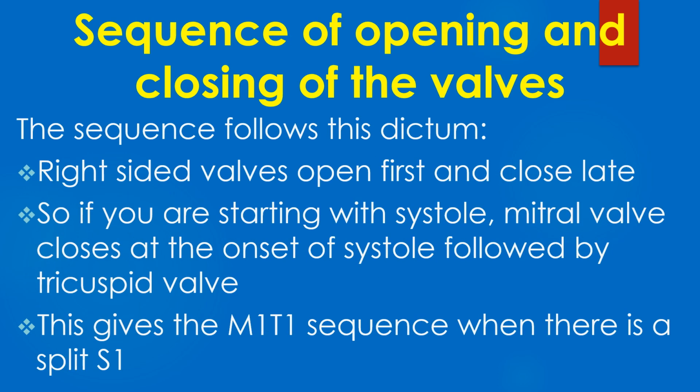Sequence of opening and closing of the valves follow this dictum. Right-sided valves open first and close late. So, if we are starting with systole, mitral valve closes at the onset of systole followed by tricuspid valve. This gives the M1-T1 sequence when there is a split first heart sound.